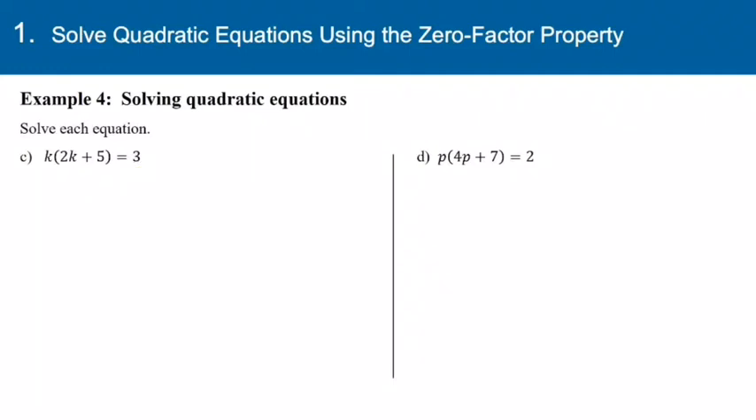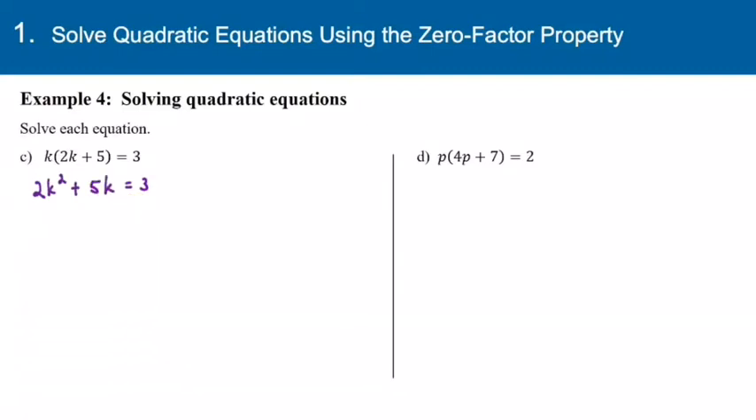So what we're going to have to do is get the 3 back over here on the left in order to have a 0 on the right. But then your factoring won't be any good. So what we're going to have to do is distribute that k and then refactor after we get the right side equal to 0. So distributing the k, we're going to have 2k squared plus 5k equals 3.